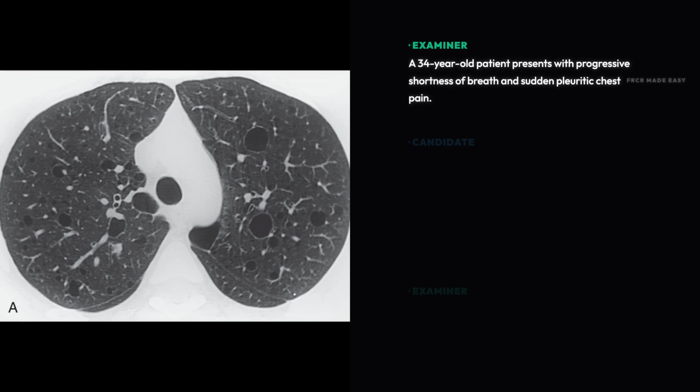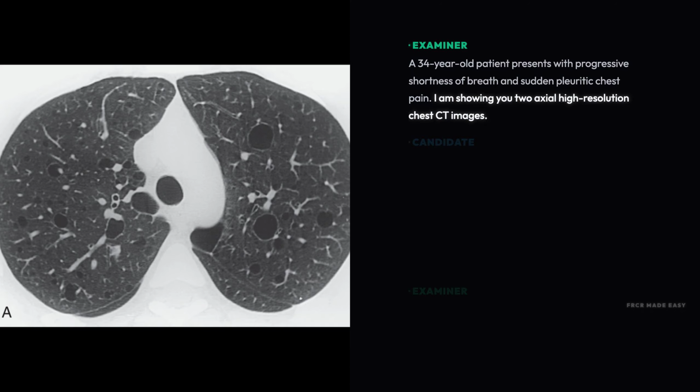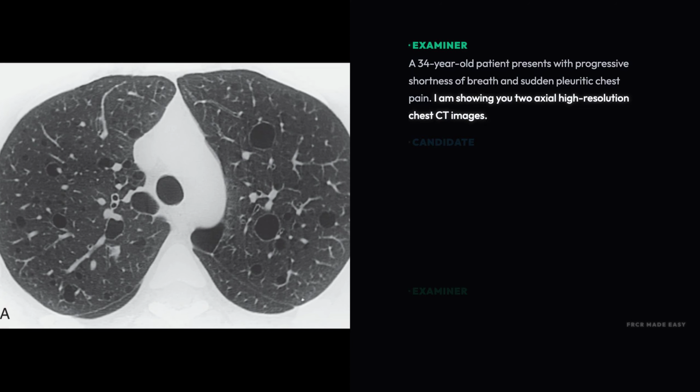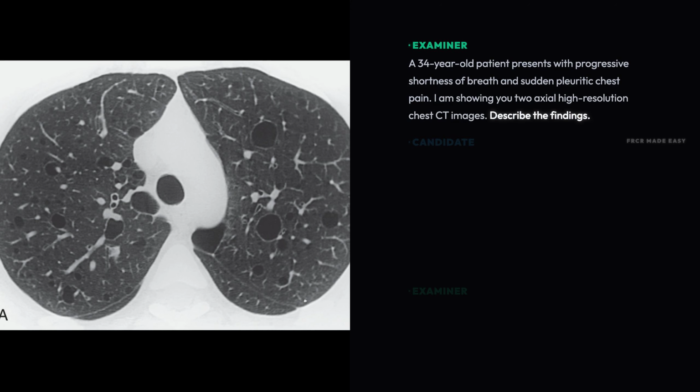A 34-year-old patient presents with progressive shortness of breath and sudden pleuritic chest pain. I am showing you two axial high-resolution chest computed tomography images.